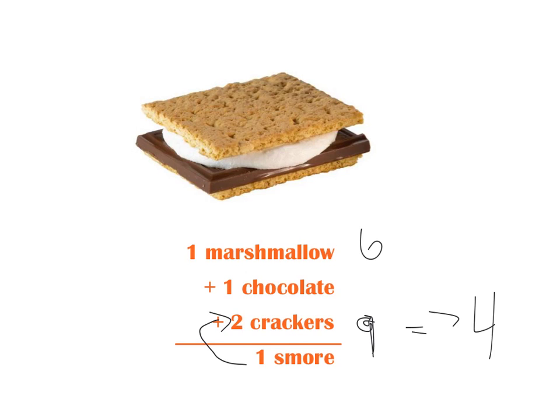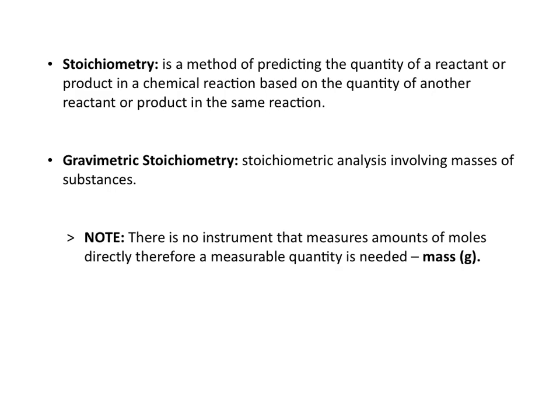So it's all about ratios and remembering that we have to convert between the ratios. Just because we had 9 crackers doesn't mean that we can make 9 s'mores. Okay, so stoichiometry is just that. It's a method of predicting the quantity of a reactant, so how many things we need to make our s'more, or our product, so how many s'mores we make, in a chemical reaction based on the quantity of another reactant or product in that same reaction. So just like we're making our grocery list for s'mores, we can do that with chem.